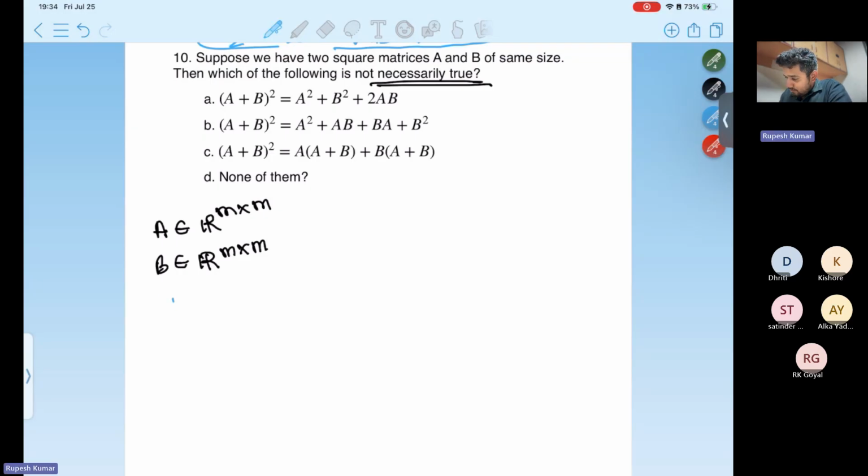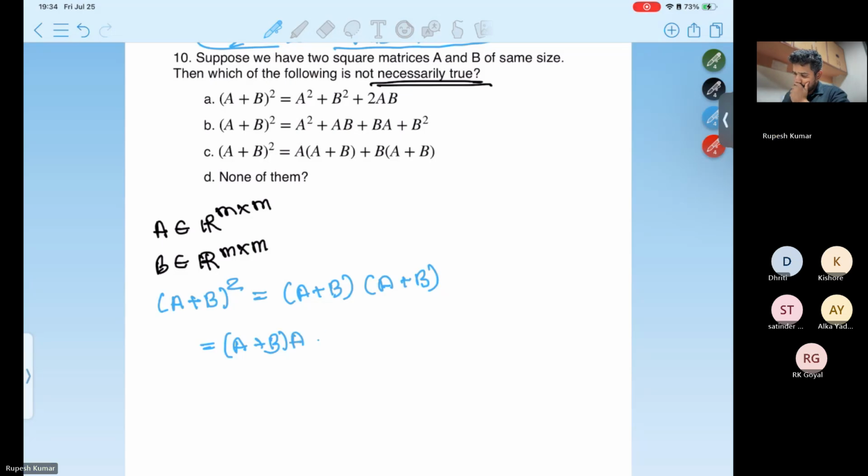So the first one says the expansion that we are looking at is (A plus B) whole square, right? This is essentially the matrix A plus B multiplied by the matrix A plus B. Now you can always distribute matrix multiplication over addition, right? You remember this distributive property of multiplication over addition on matrices. So you can simply distribute as (A plus B) into A, fine, plus (A plus B) into B.